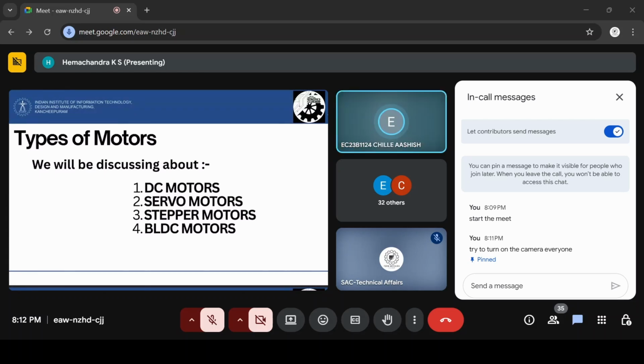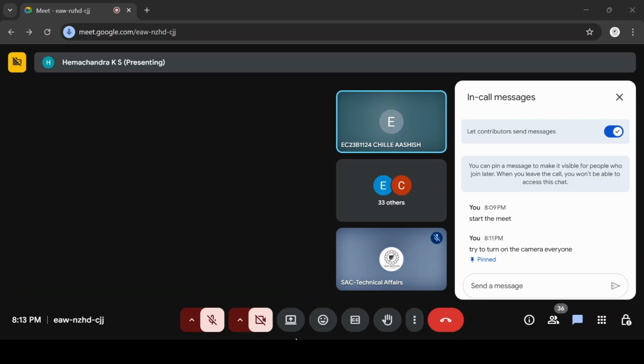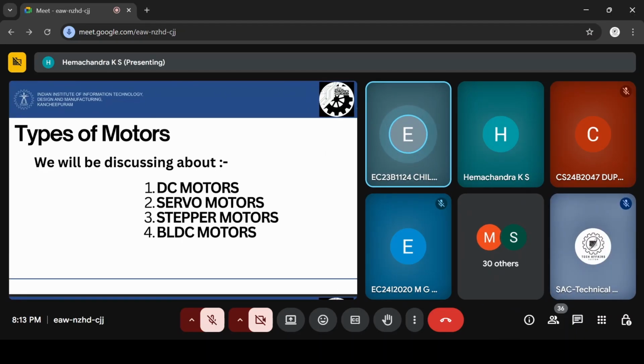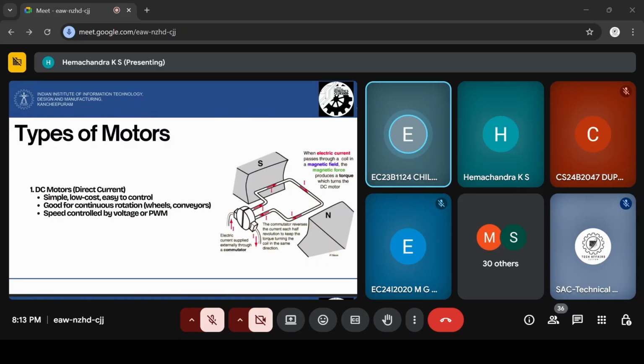So, good evening, everyone. Myself Aashish. I will be discussing these motors right now. Motors are critical components in everyday life and mechanical systems. Motors convert electrical energy into mechanical motion. This helps us perform certain tasks like moving, lifting, or rotating. In this session, I will cover four types of motors: DC motors, servo, BLDC, and stepper motor. For each, I will explain the working principle, key characteristics, and their applications in robotics.